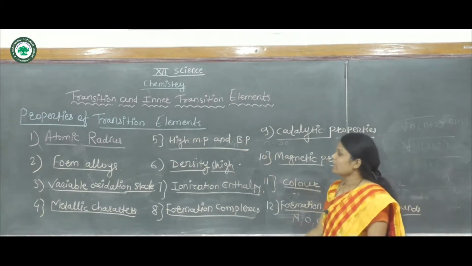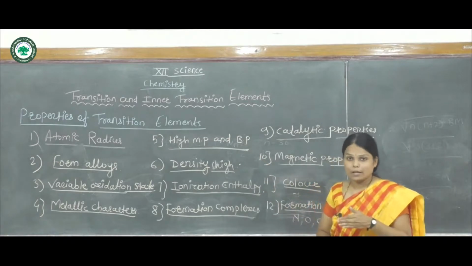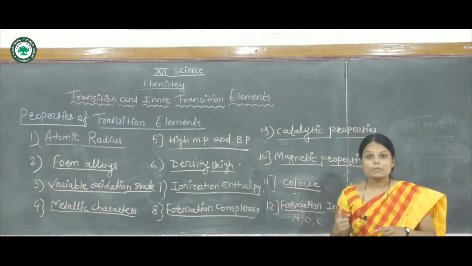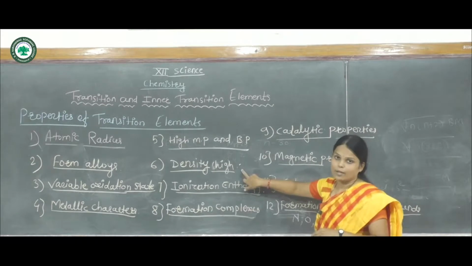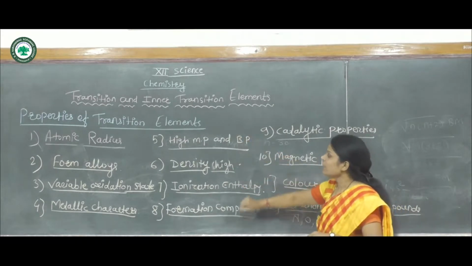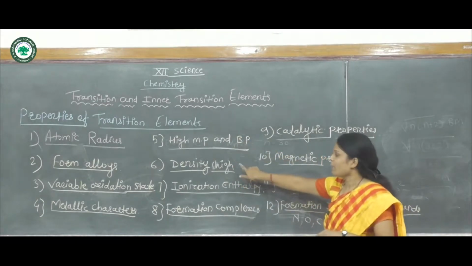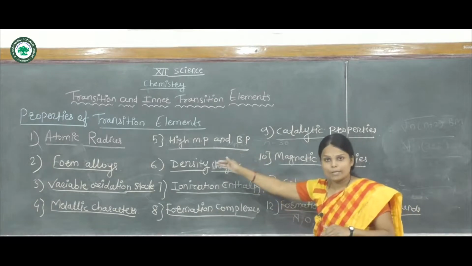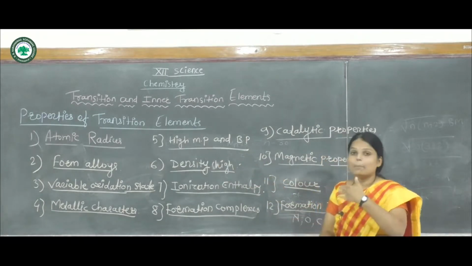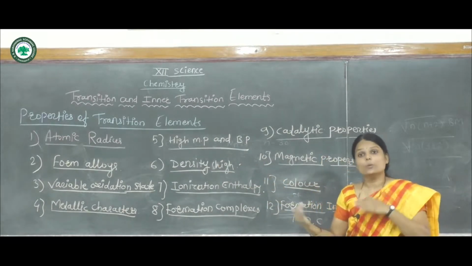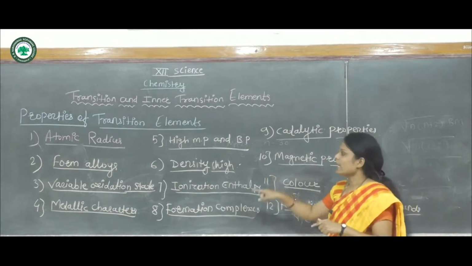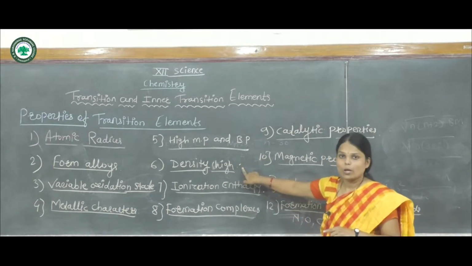The next property: melting point and boiling point are high, and that's why density is also high. All of these transition elements have high density. Why is it high? Because the melting point is high, the boiling point is high, and metallic character is also shown, due to the presence of unpaired electrons. That's why its density is also high.